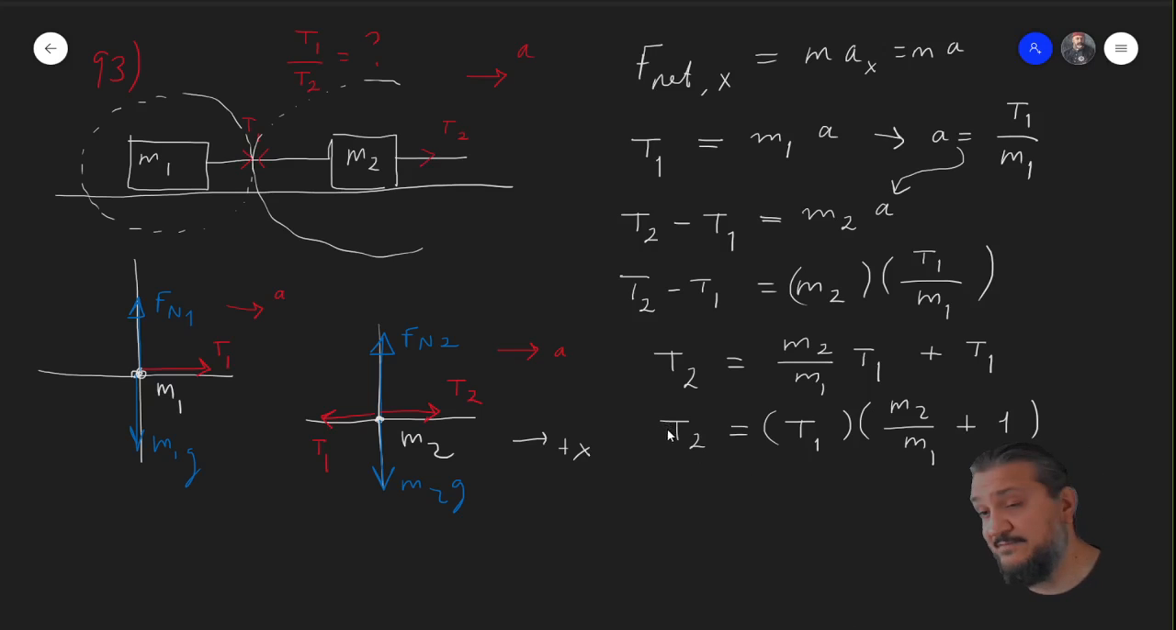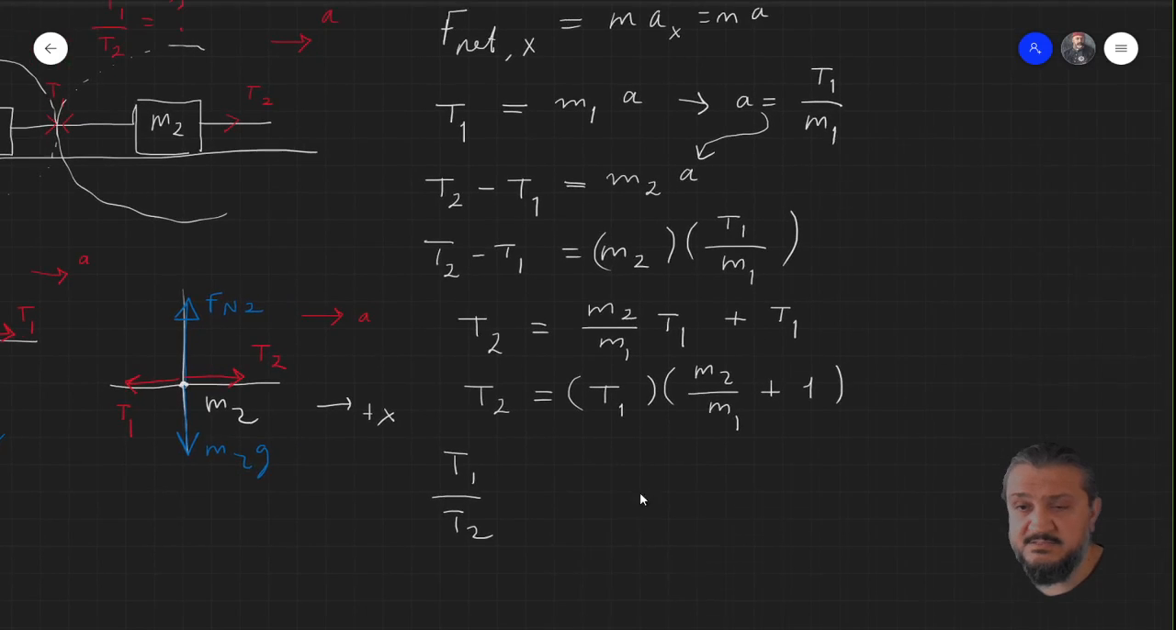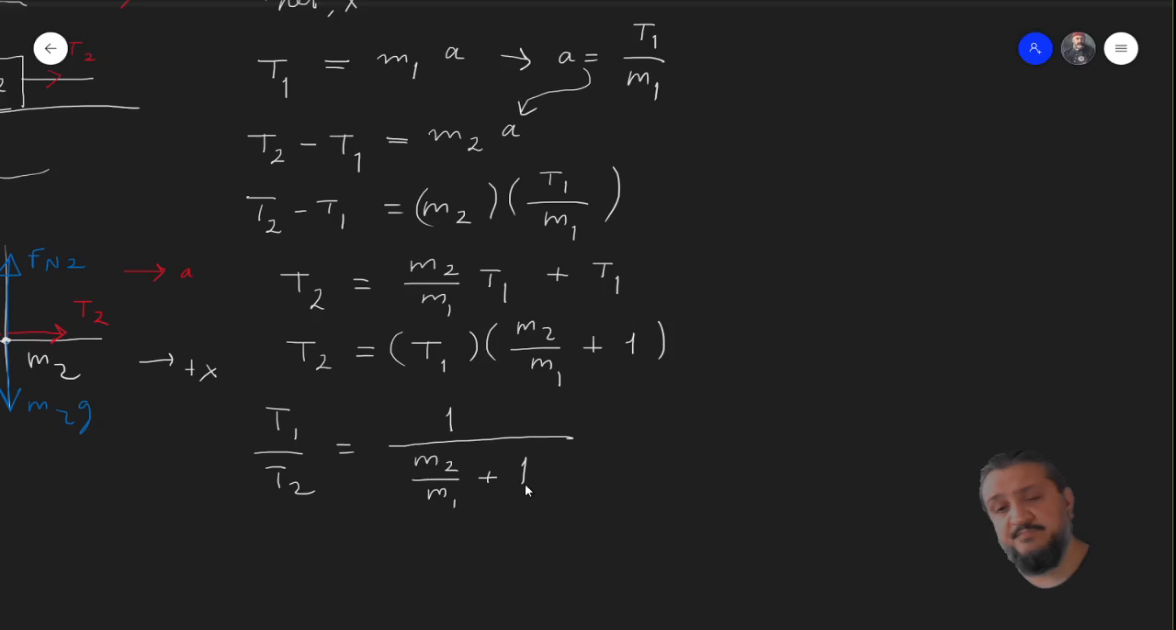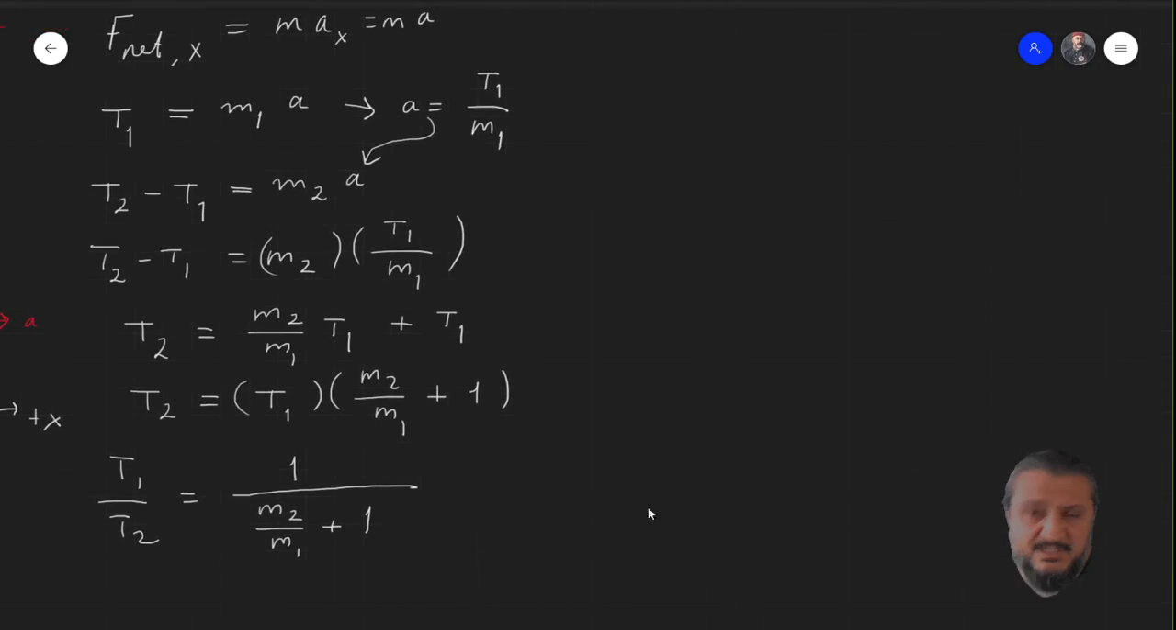So you can now divide both sides by M2 over M1 plus 1 as well. So you will get T1 over T2. Let me move it this way here. T1 over T2 will be equal to that 1 from the left-hand side divided by this factor, M2 over M1 plus 1. There you are. You have the ratio of T1 to T2. If you wish, you can simplify this a little bit. You can leave it like this, doesn't matter.